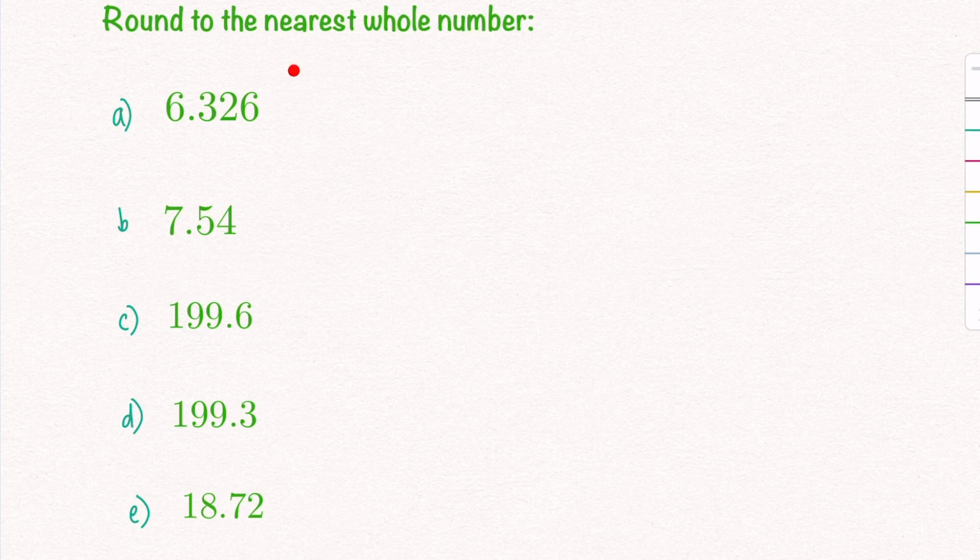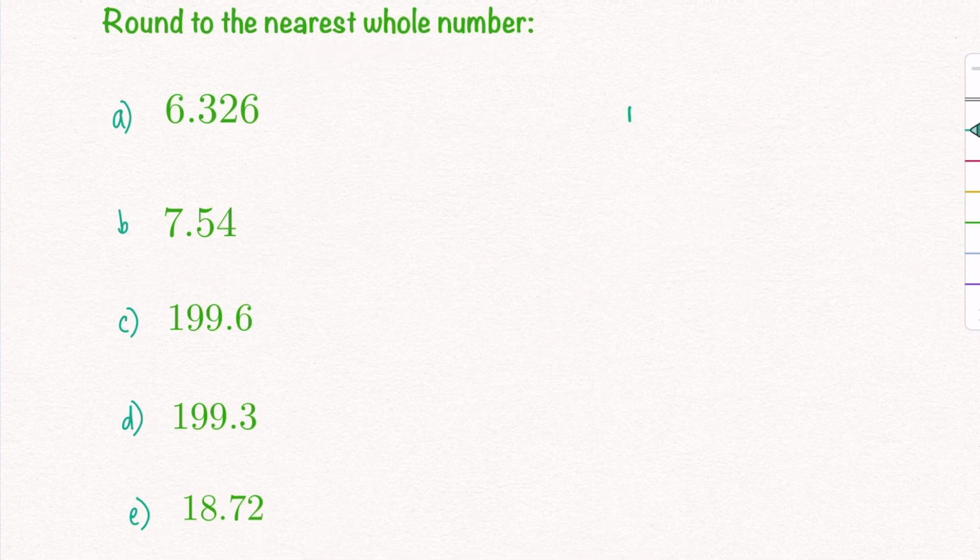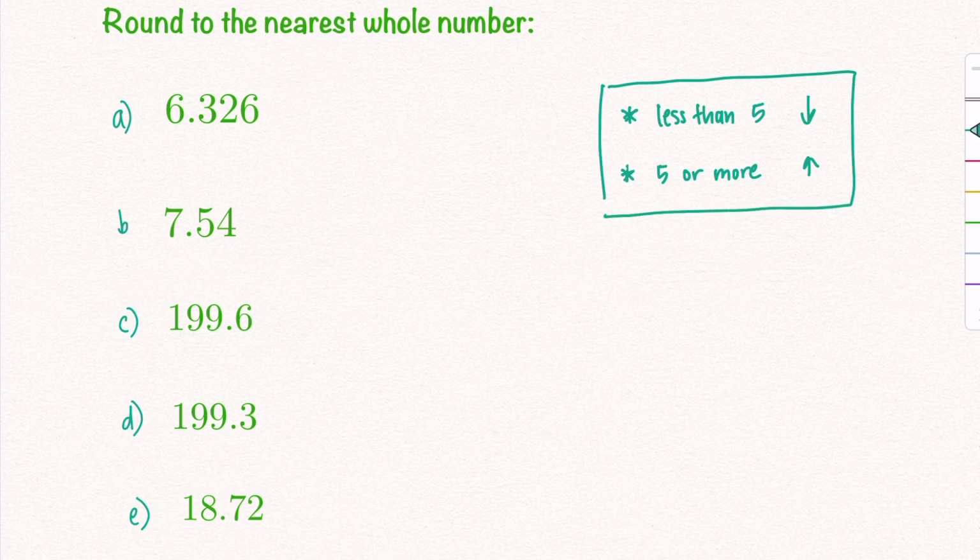Here we have 5 decimal numbers, and with these decimal numbers, we're going to round to the nearest whole number. So let's just revise the rule first. The rule said that if the digit after the one being rounded is less than 5, then we need to round down. But if the digit after the one being rounded is 5 or more, then we need to round up. So keeping this in mind, let's have a look at the examples together.